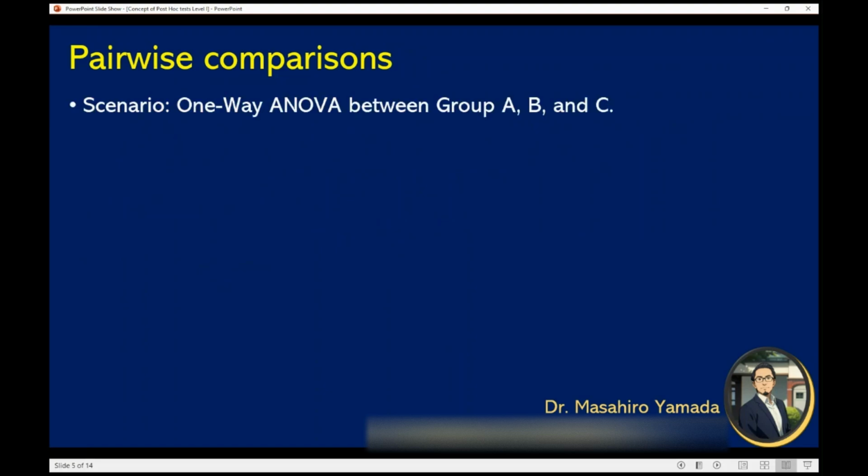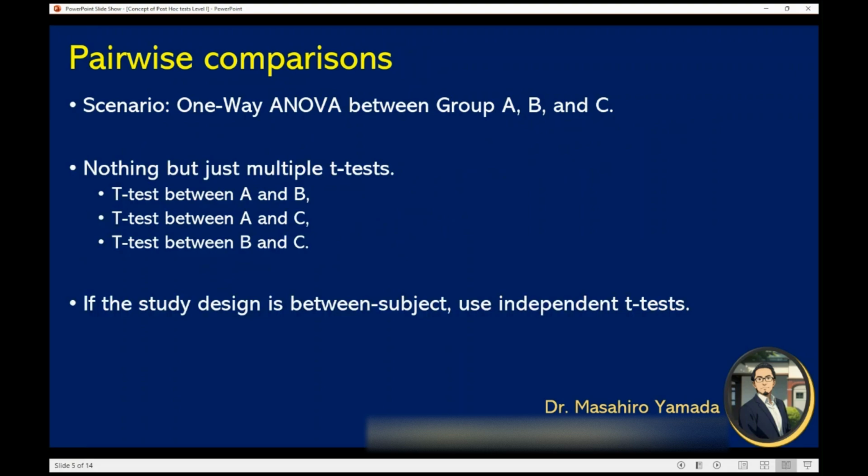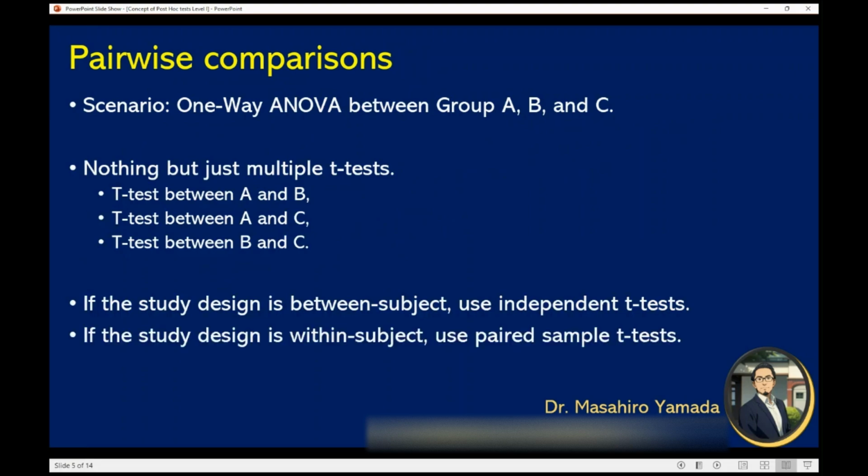So the scenario is a one-way ANOVA. Your main analysis to answer your research question was one-way ANOVA between groups A, B, and C. And what pairwise comparisons are is nothing but just multiple t-tests. So if the study is a between-subject design, those t-tests must be independent t-tests. If the study design is a within-subject design, you must use a paired sample t-test.